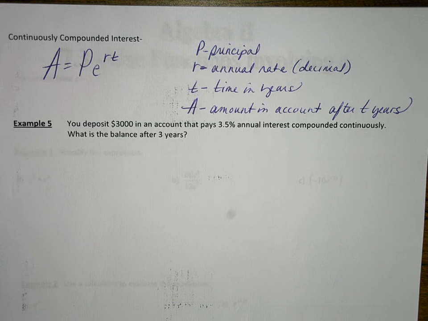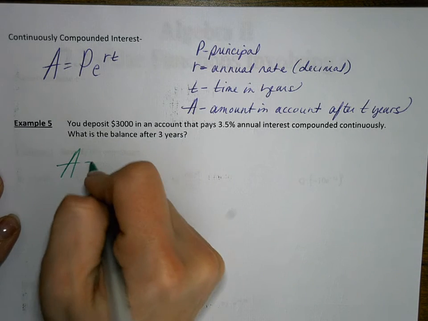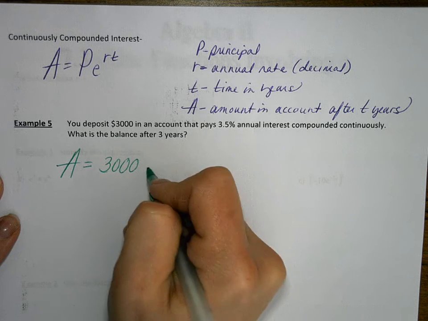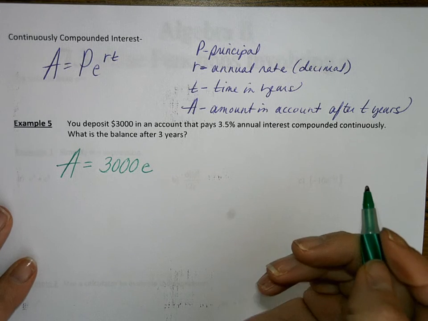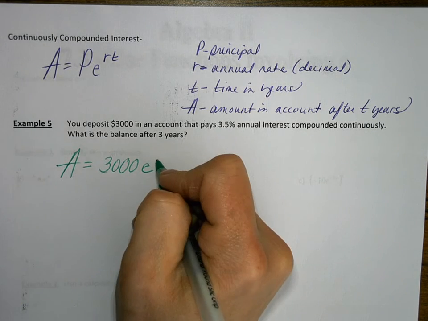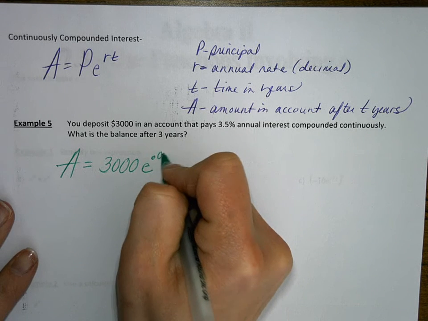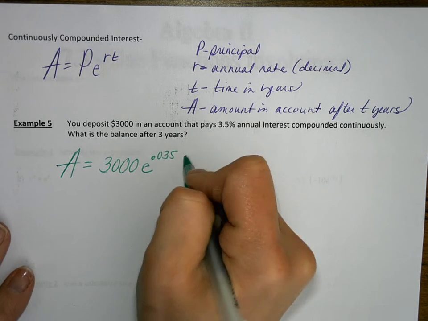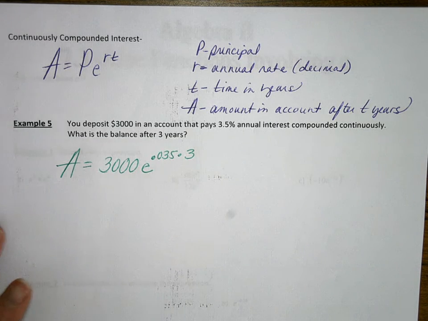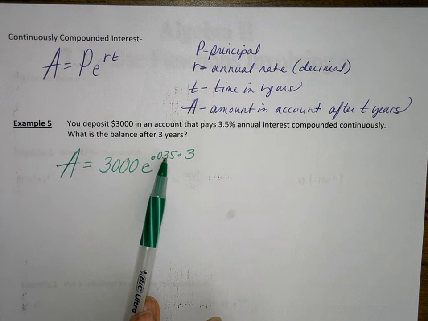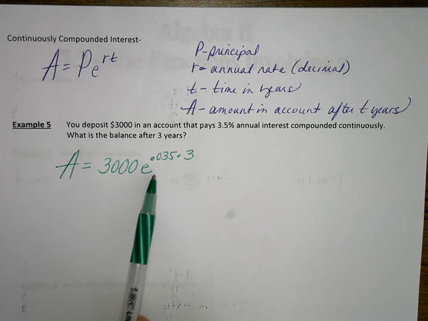All right, Tara, what are you thinking we can write for this equation? A equals 3,000 times e to the r, which is going to be 3.5%, which we're going to write as 0.035, times t, which is 3. All right, calculator game. Take 3,000 multiplied by e to the 0.035 times 3 power. So if your calculator doesn't know PEMDAS, you're going to do 0.035 times 3, take e to that power, and then multiply it by 3,000.